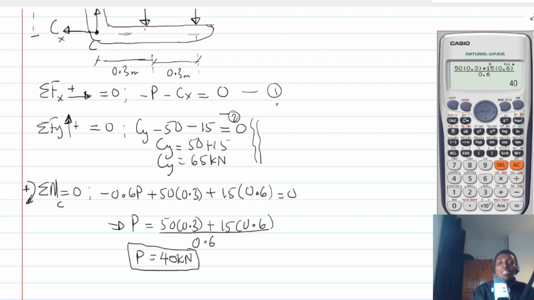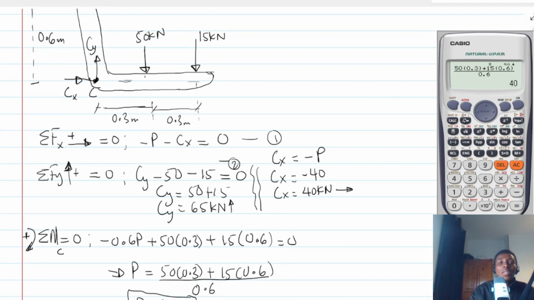To find Cx is going to be minus P from here. So then Cx is minus 40. But if Cx is minus 40, then it means that the direction we chose was actually wrong, and it should be the opposite. So Cx is supposed to come in the opposite way, and then we can see that Cx is 40 kilonewton, and the direction is this way. Okay, but then the Cy we got positive. Okay, so that is it.